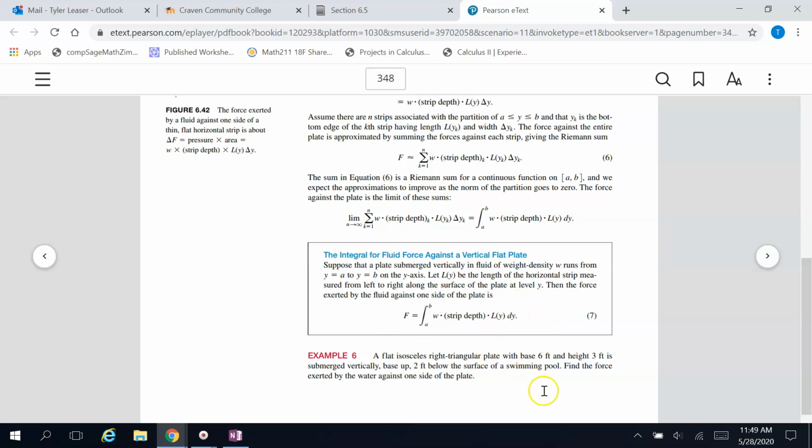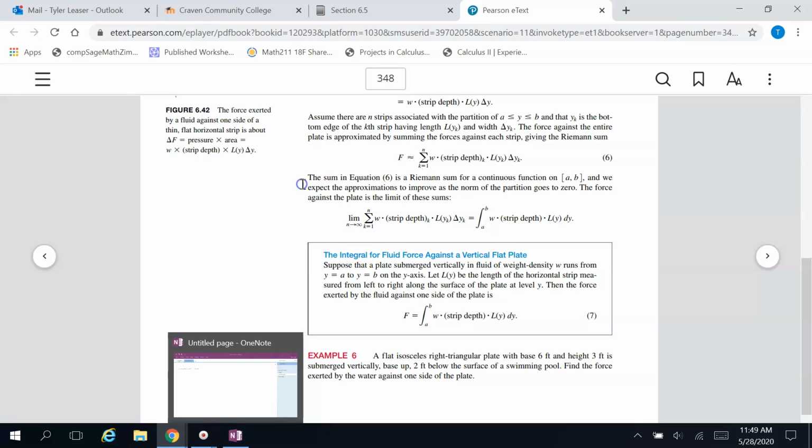And then we have our example here. So we're going to do this example together. A flat isosceles right triangular plate with base 6 and height 3 is submerged vertically, base up, 2 feet below the surface of a swimming pool. Find the force exerted by the water against one side of the plate.